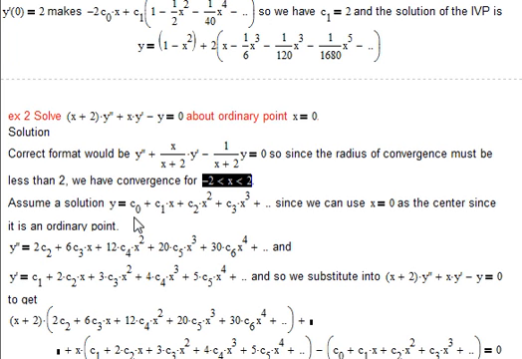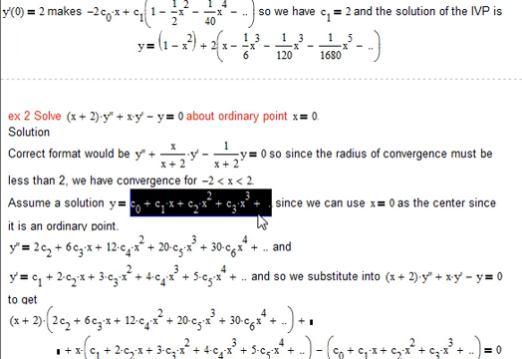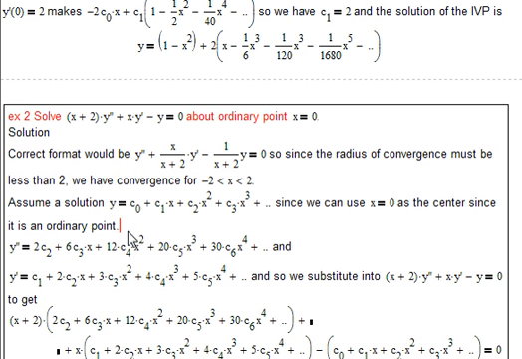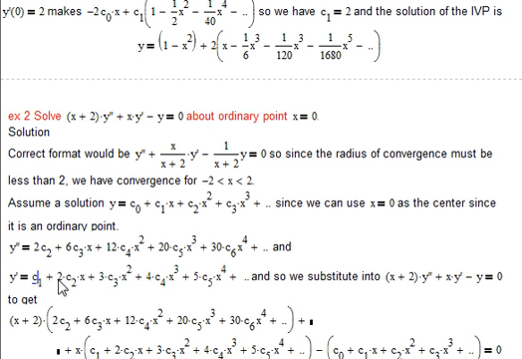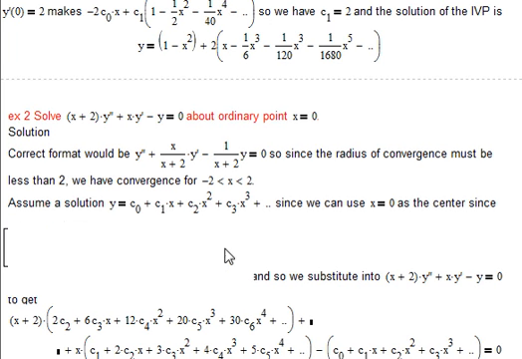So we're going to assume a solution like this, a regular power series, and we can use x equals 0 as the center, since it's an ordinary point. And so we'll need a couple derivatives of it. The first derivative is c1 plus 2c2x plus 3, well, same thing I get every time I take a derivative of a power series. It's always going to be the same. That's the first derivative, and this is the second.